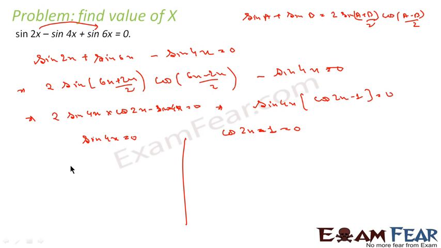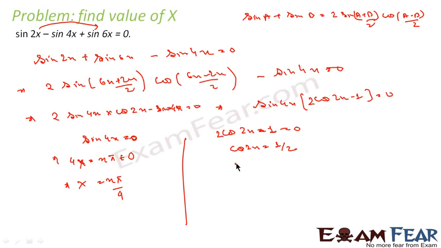If you take equation 1, I get 4x is equal to the general solution, where the principal solution is 0, so it is n pi plus 0. This is the general solution, or x is equal to n pi by 4. When I take the other equation, I get cos 2x is equal to 1 by 2, because it was 2.